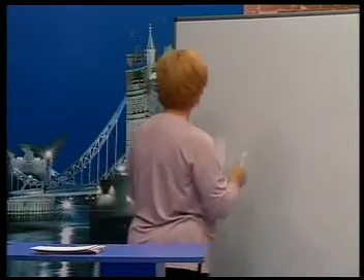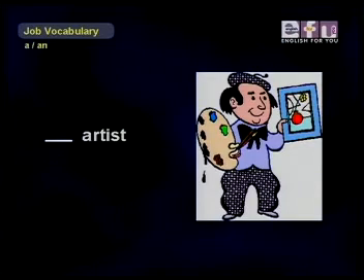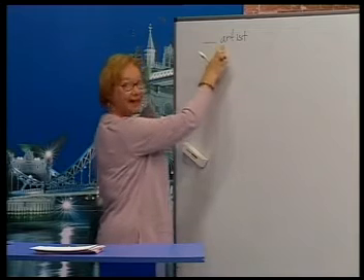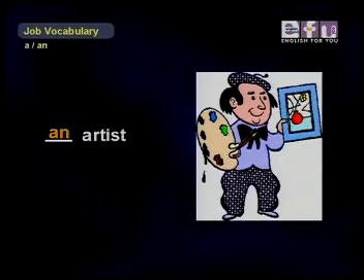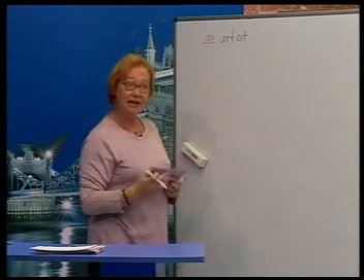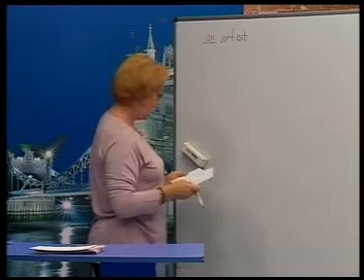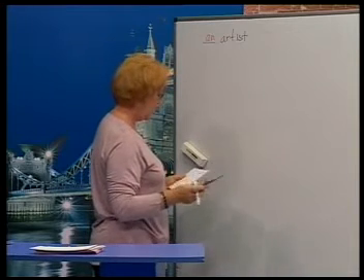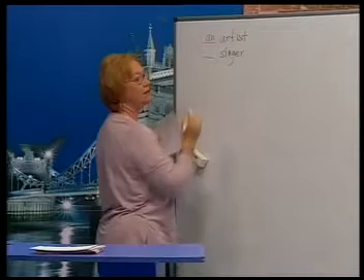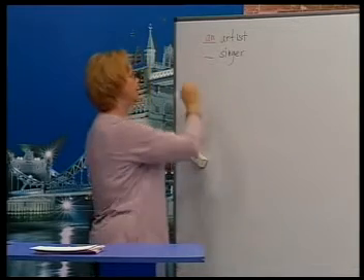Okay. Now, here are some more jobs without articles, and we're going to put the articles in. So, for example, artist. Now, we have an A, so we say an artist. An artist. All right, are you ready? Here we go. Ali, let's start with you. We're going to do singer. A singer.